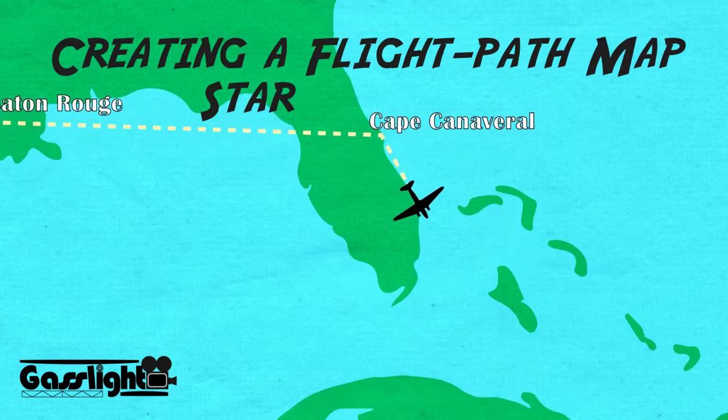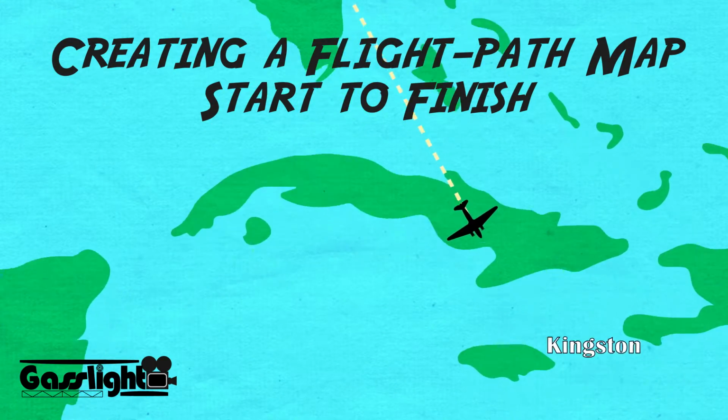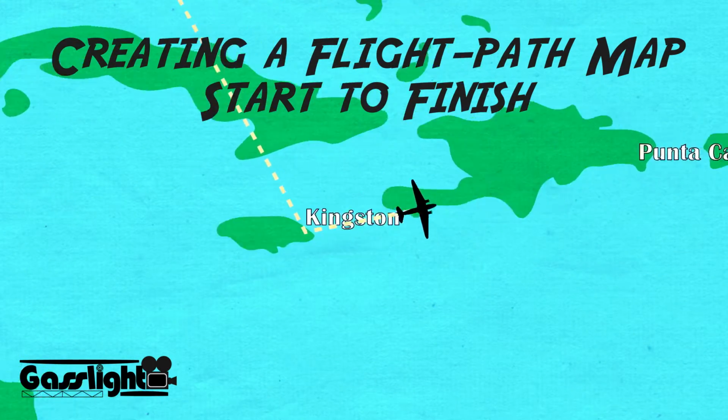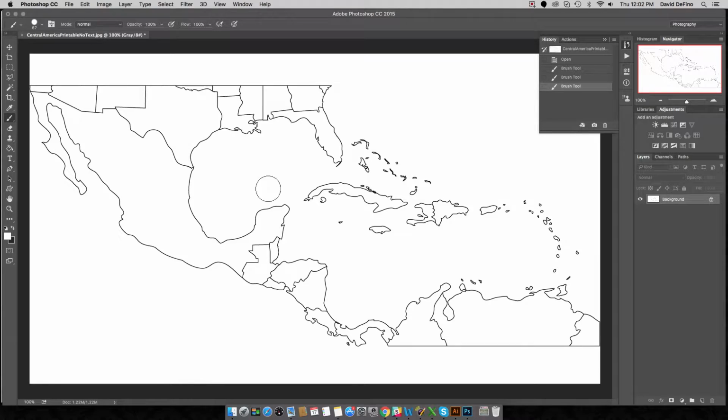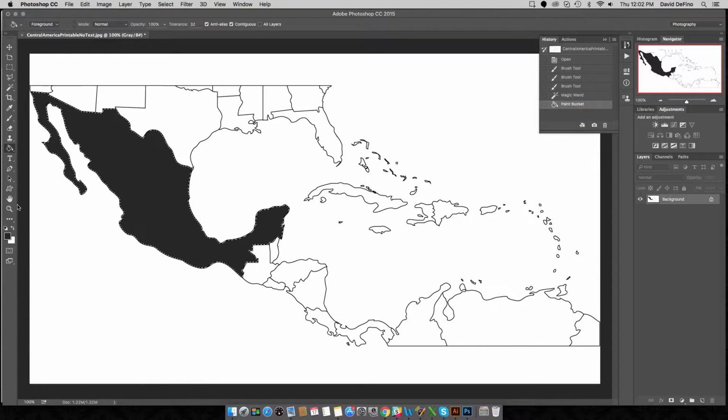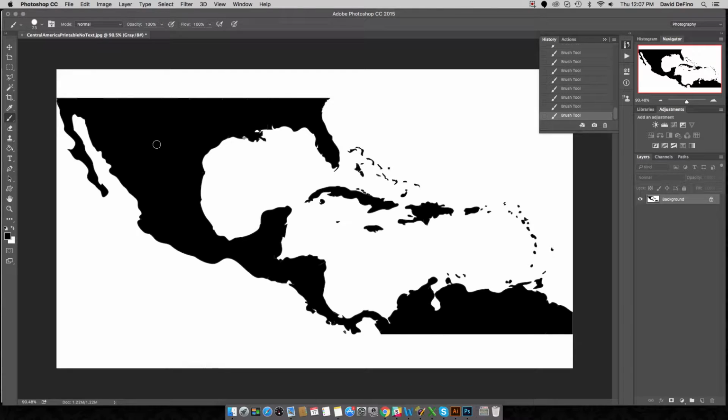Talk about making a map like you see in adventure movies. This is pretty simple. We're going to start here with a map of the Caribbean that I downloaded and I've got it in Photoshop, and what I want to do right now is fill this all in. So I'm just going to select the areas and fill them in. Okay, so once you get everything filled in, you want to take it over to Illustrator.